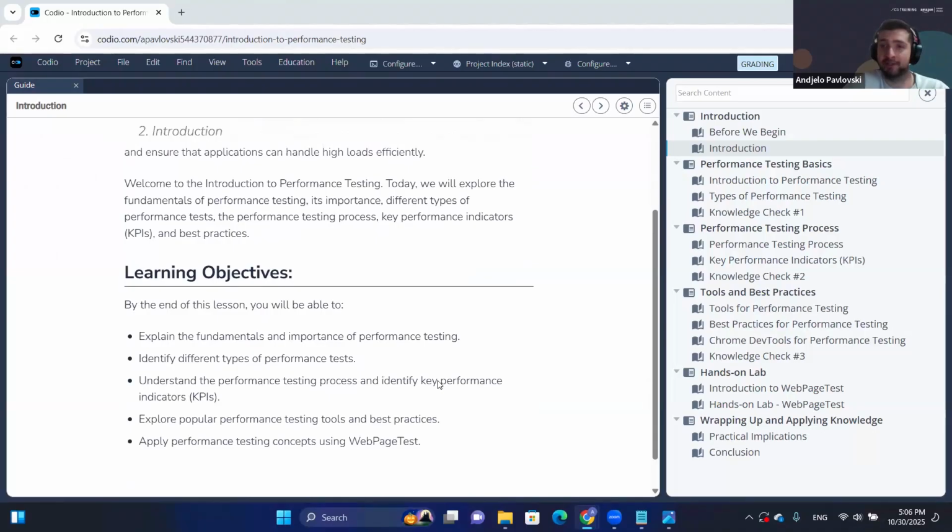Understand the process of what goes on during the performance testing process, learn about key performance indicators, what they mean, how we can understand to read and note down data from them, and see some testing tools, which we will also use in the hands-on lecture later next week, and also see some of the concepts in action in one of the lab exercises. So without further ado, let's move on into the first section for today.